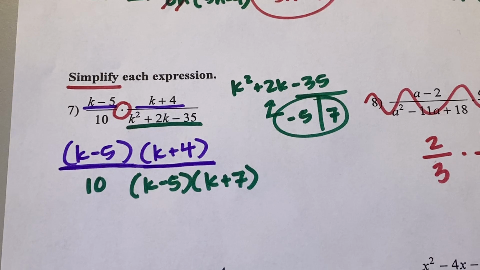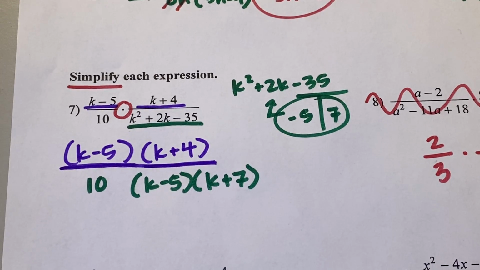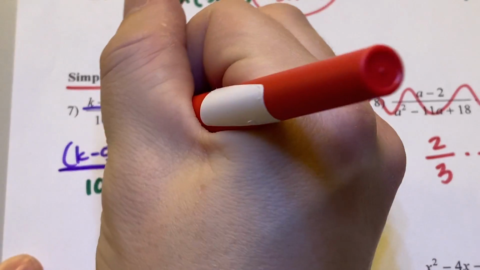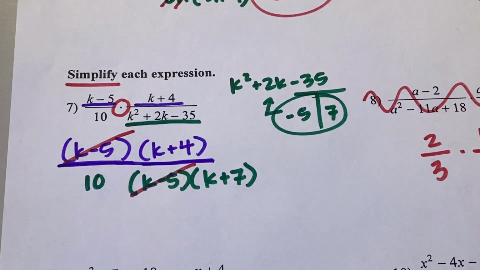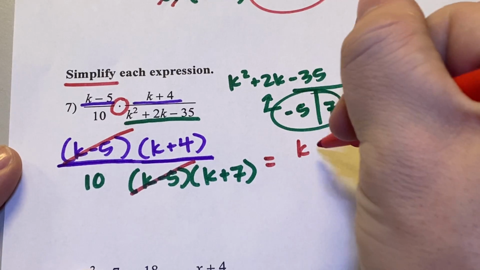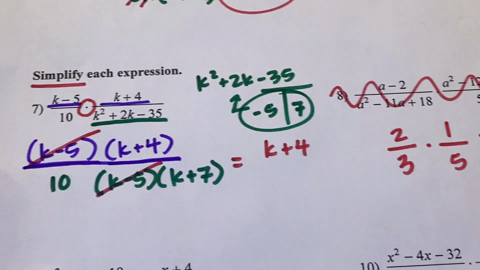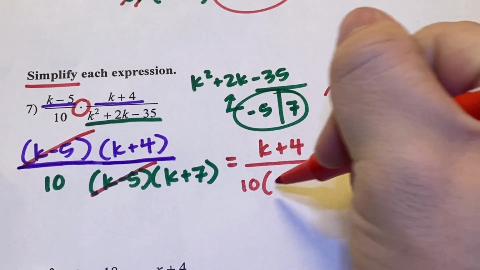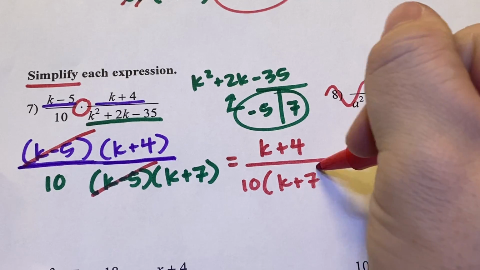Do you guys see anything that's the exact same on top and bottom that I can cancel? What do you see? K minus 5. Beautiful. K minus 5 and K minus 5. Anything else? No. So, we're just left with K plus 4 on top. You don't have to put parentheses around it at this point. You can if you want. And on bottom, I have a 10 and K plus 7.